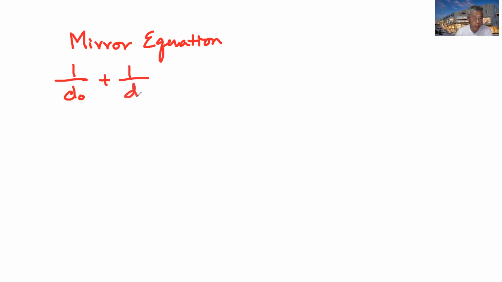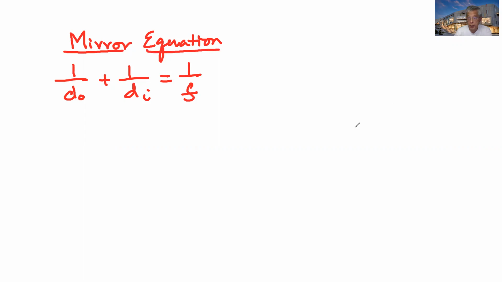Hello, today we're going to talk about the mirror equation. That's 1 over dO, the distance to the object, plus 1 over dI, the distance to the image, equals 1 over f, the focal length. We're going to derive it.